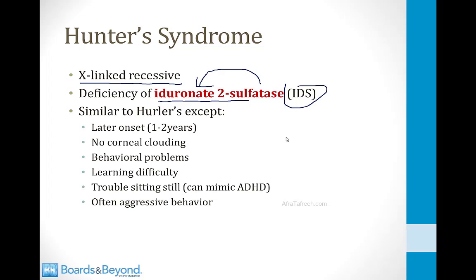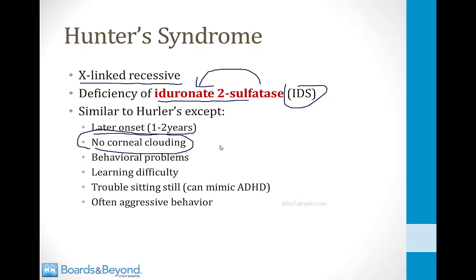The symptoms in the children with Hunter syndrome are similar to Hurler syndrome, except for a couple of exceptions. The onset is slightly later. These children tend to be 1 to 2 years of age when they express symptoms. Very importantly for board questions, there is no corneal clouding seen. So in a board question about Hunter's, corneal clouding will not be described.